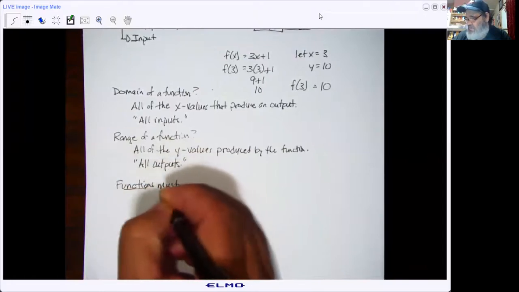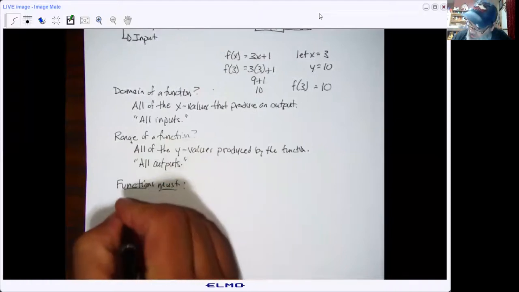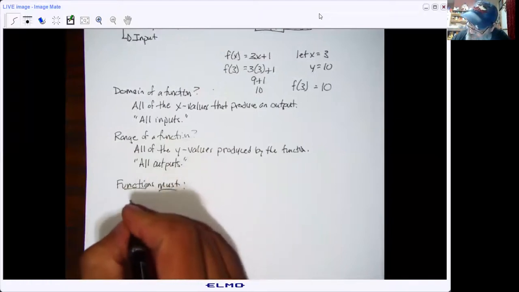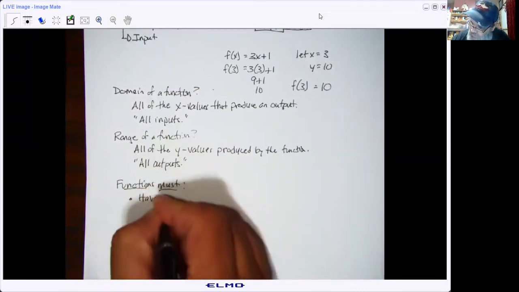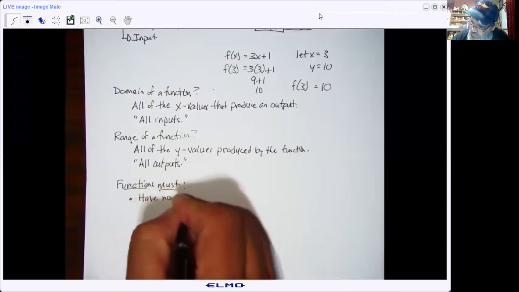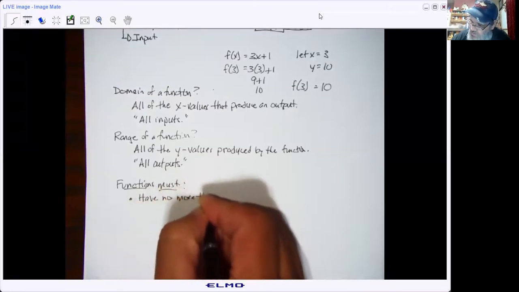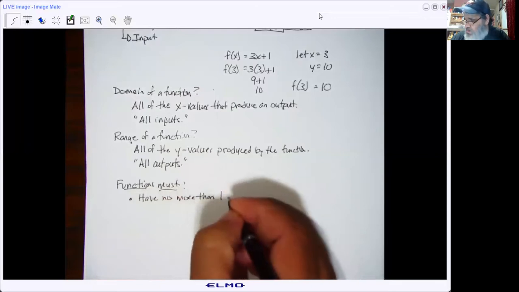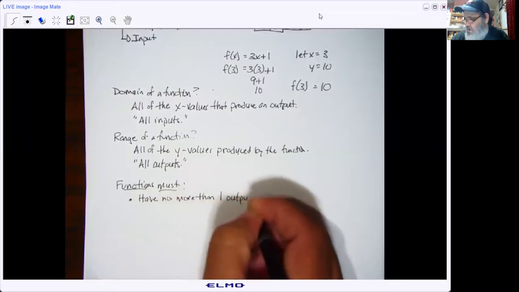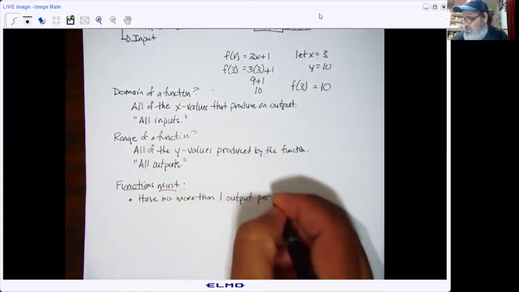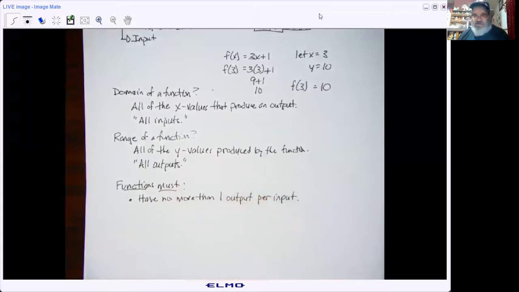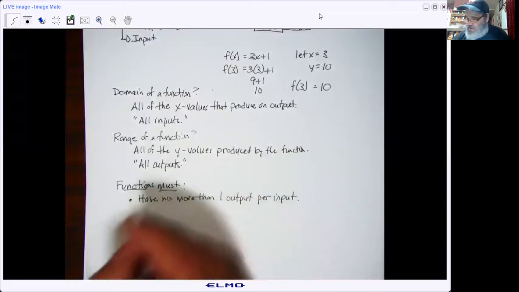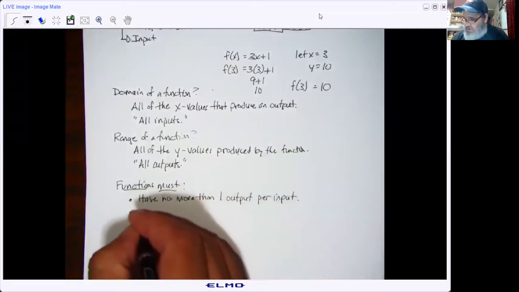Functions must have no more than one output per input. Now, that's kind of a layman's way of talking about this idea that we call the vertical line test.